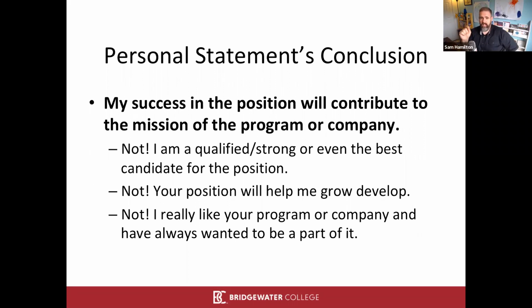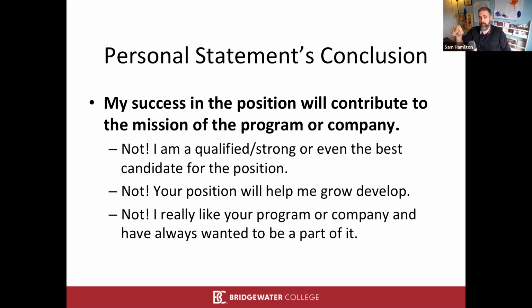Notice that this claim is different than just saying I'm a qualified or strong or even the best candidate, right? It's also different than saying your position or your job or your program will help me grow and develop. It's also different than saying, I really like your program or company and I've always wanted to be a part of it, right? These are not strong claims to make in a personal statement because they're very me-centric. They're very solipsistic, right? Who cares if you're a qualified or strong or even a best candidate? There are going to be dozens of other qualified, strong, and best candidates out there applying for that particular job.